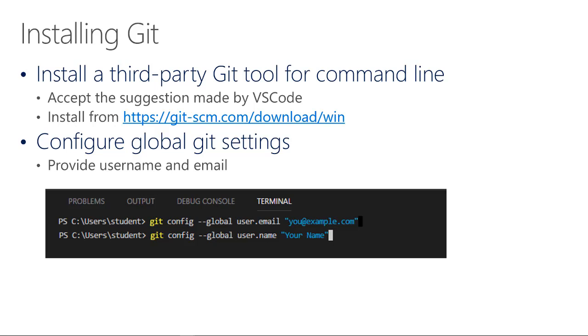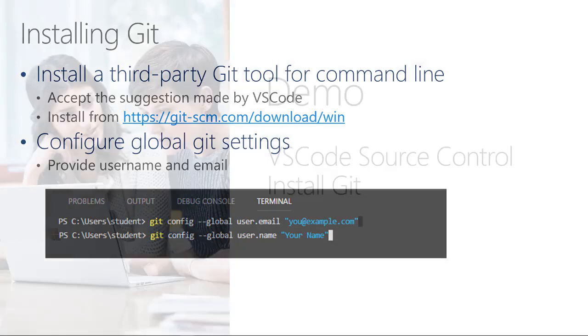The installation process itself is extremely easy. Just accept all the default installation settings and you'll be set. After the protocol has been installed, you need to set some global settings to identify yourself to the system. Those settings will be used when working with your repositories. Let's go to the development environment and let me show you how to do all of that.